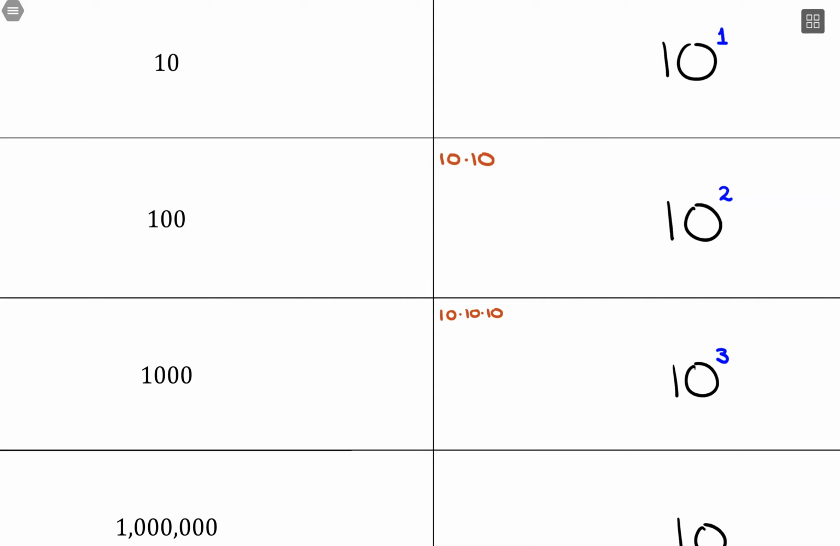What we could start to see here is there's a few different ways to think about it. The quickest way that I think of it is with these numbers where the zeros are trailing at the end here, the exponent matches the number of zeros. So with 10, we have 1 zero, exponent 1. 100 has 2 zeros, exponent of 2. 3 zeros, exponent of 3.